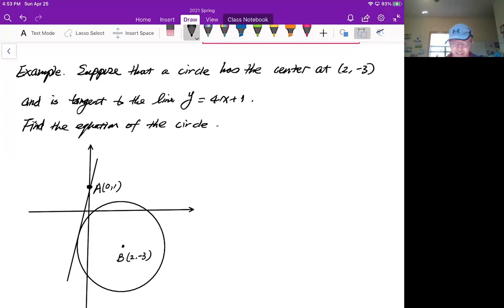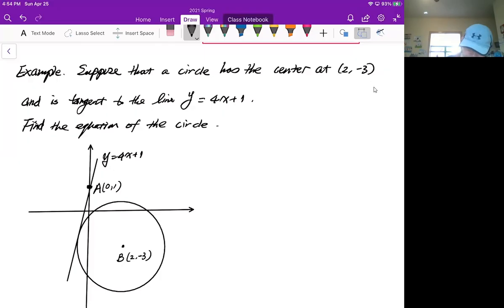So this is the line y = 4x + 1, and the y-intercept is equal to 1, right? And you know the center of the circle is at (2, -3). And you need to figure out what's the equation of that circle. Okay? Right, so it's the opposite of the previous one. Very good. Everything's good? Okay, how do I do that?